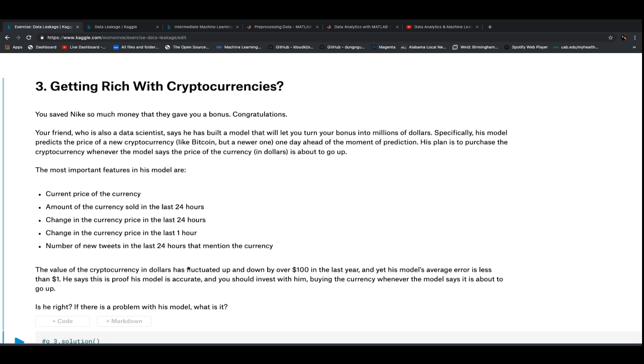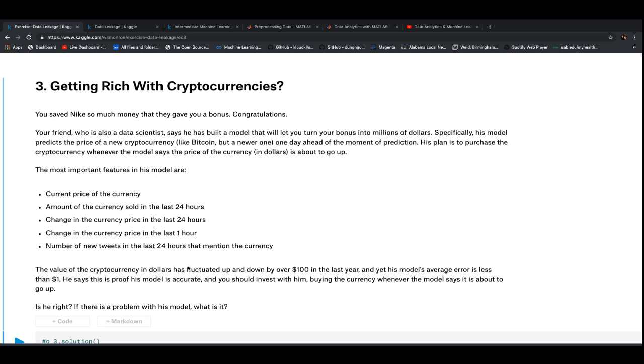All right, so problem number 3. This is a cryptocurrency thing like Bitcoin, and we're trying to predict, let's see, what are we trying to predict? The price of a new cryptocurrency 1 day ahead. Yep, 1 day ahead.